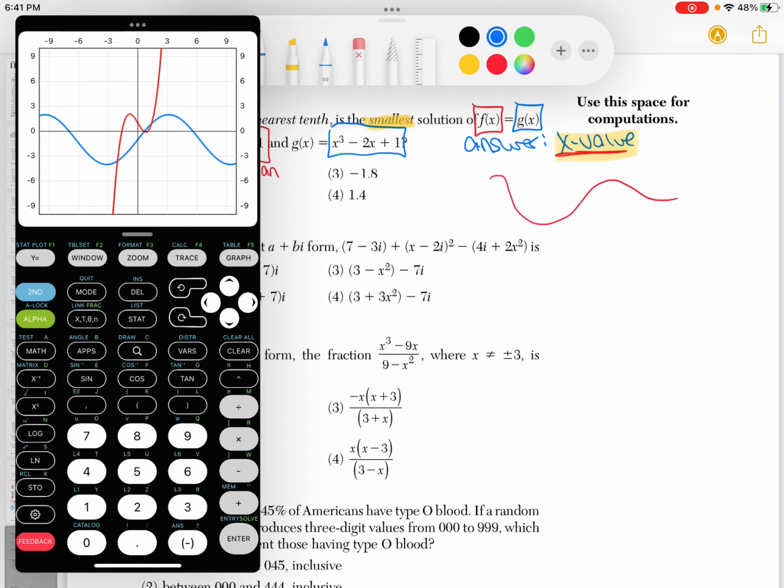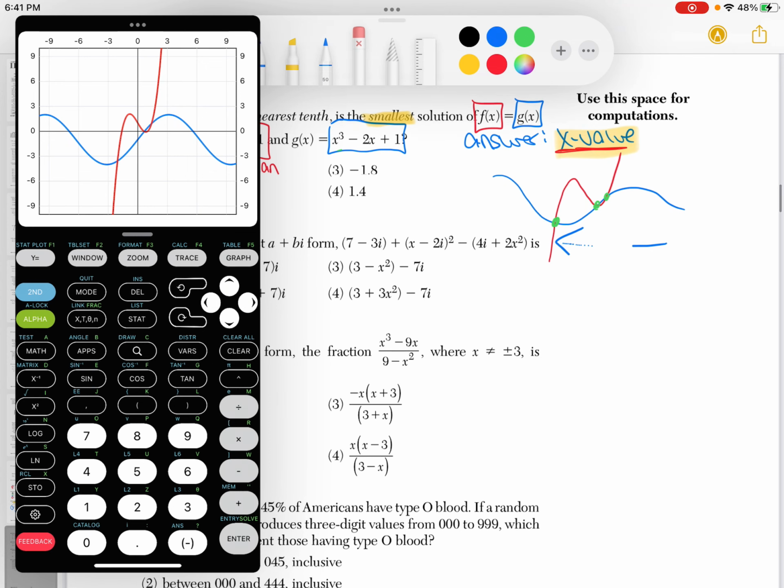So I'm just going to sketch this really quick. I can't draw on my calculator, so I think this might help you out a little bit. I know that's not perfect, but this is an intersection point, this is an intersection point, and this is an intersection point. The smallest x value is going to be the one that's furthest to the left. That's the point you're looking for, the one right here that's furthest to the left. That'll be your smallest x value.